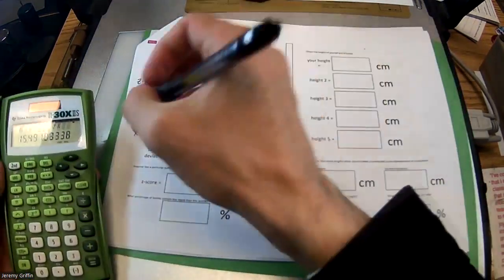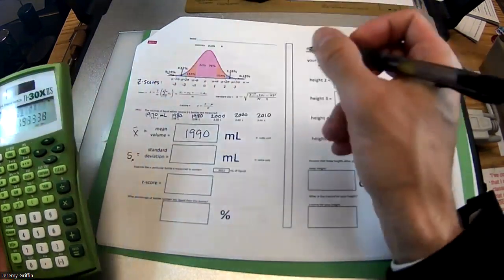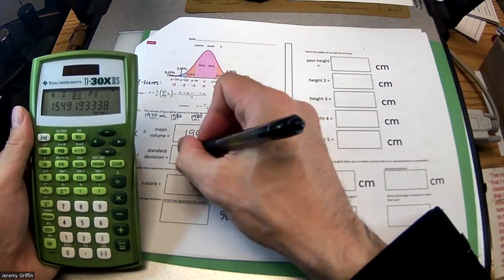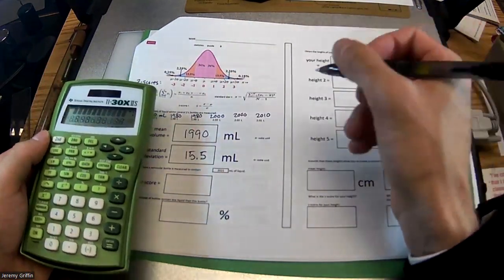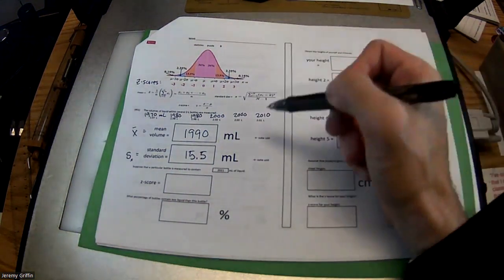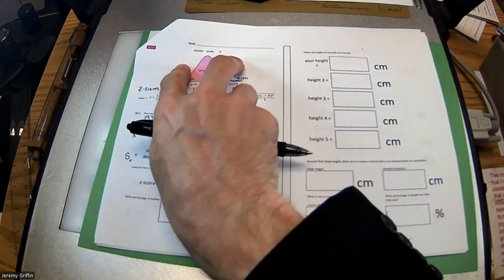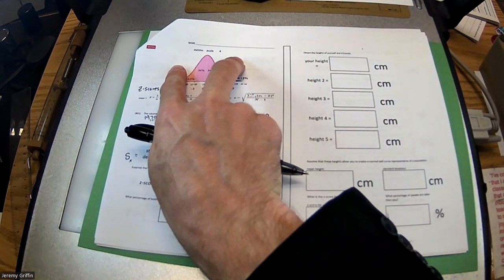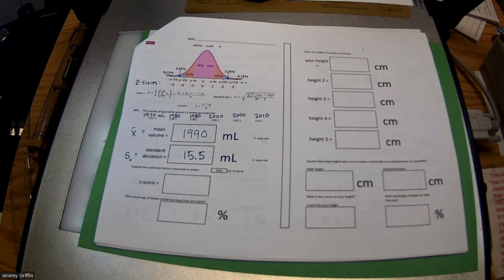Scroll to the right again, standard deviation. I'll call that S, maybe S of X. How about that? 15.5 milliliters. Call it. Okay. You guys get that? Again, that's kind of like a plus or minus effect. Here, if you took your average plus or minus that standard deviation, that should cover 68% of all the bottles. Right? You guys can see that?